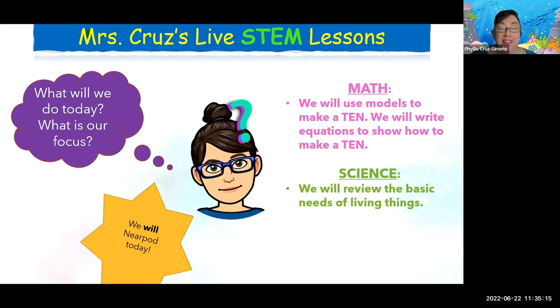Okay, here we go. What are we doing today, Mrs. Cruz? We're going to do a little math and we're going to do a little science. In math, we will use tens frames models to make a 10. That's right. We're going to learn how to add numbers together to make a 10. It's a super important skill. And we will also learn how to write equations that show how to make a 10. Okay, an equation. It's like a math sentence.